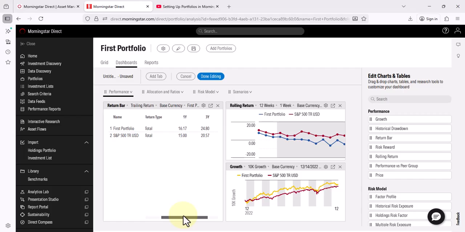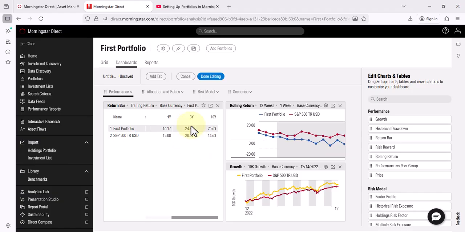My 1 year return for my portfolio has been 16.17%. This is the total return, so it's going to include both dividends and capital gains. For the S&P 500, it's been 15% over the past year. The 3 years has been 24.8% for my portfolio versus the S&P 500 at 20.57%. And the 10 year for my portfolio has been very good, 25.63%. And this is the annualized per year return compared to the S&P 500 at 14.63%.